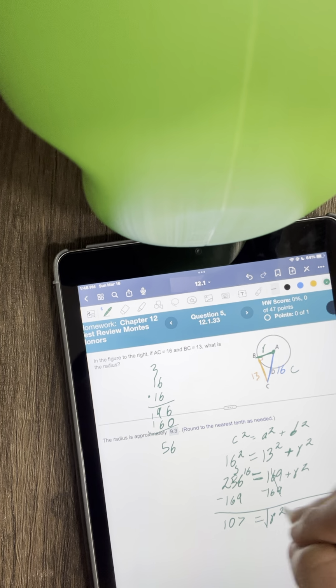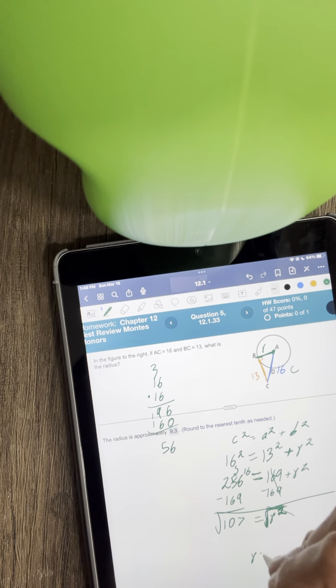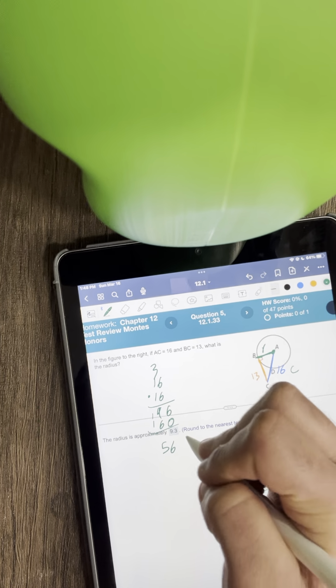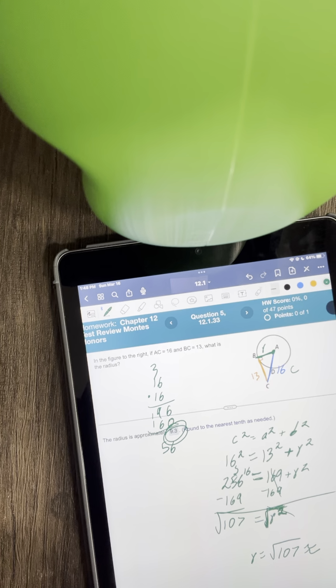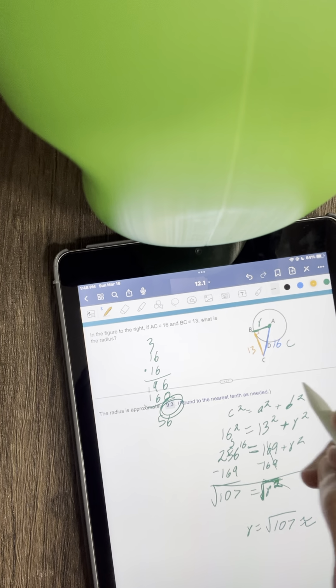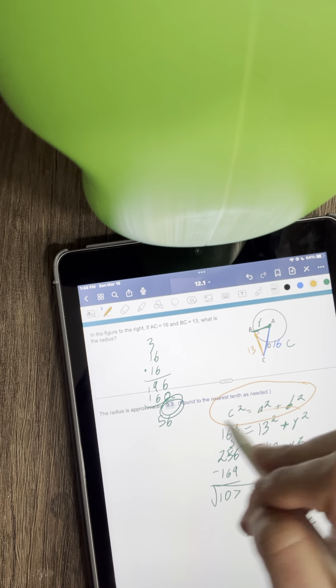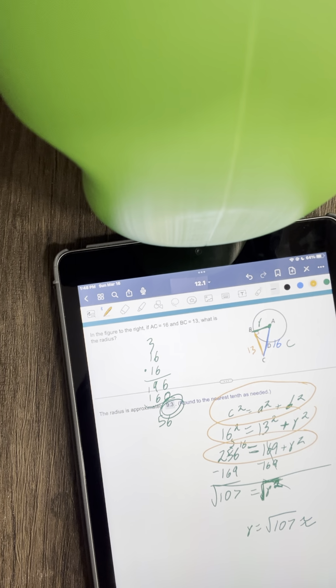So now just find your square root of 107. And that's because the way to get rid of a square is to square root it. So now my r equals square root of 107 or whatever the equivalent is, which I assume it's this. And if it's not, then that means I did something wrong with my math, but I think you guys can figure it out from here. I think everybody should know how to do this, correct?